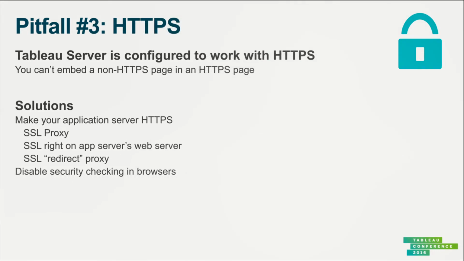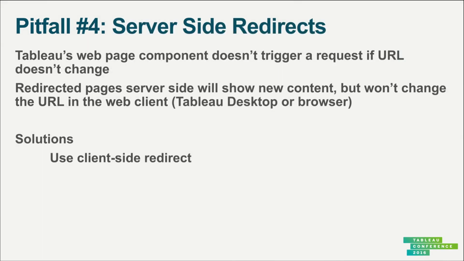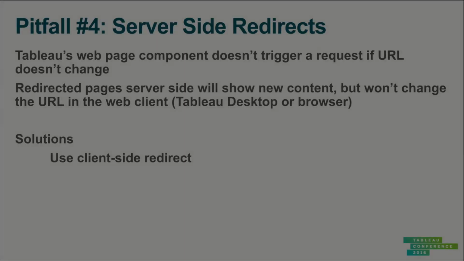Another pitfall is HTTPS. You develop an application that's HTTP, and you embed it into a Tableau Server that's HTTPS. That won't work, for the same reason. The browsers, by default, don't want you to be misled, thinking you're in an HTTPS connection when part of the screen is actually coming from an HTTP connection. So these are the solutions: you can put your application behind a proxy or disable the security checking in the browser. And then this one we talked about, the server-side redirects, so that you can create multiple comments on the same mark, one after the other.